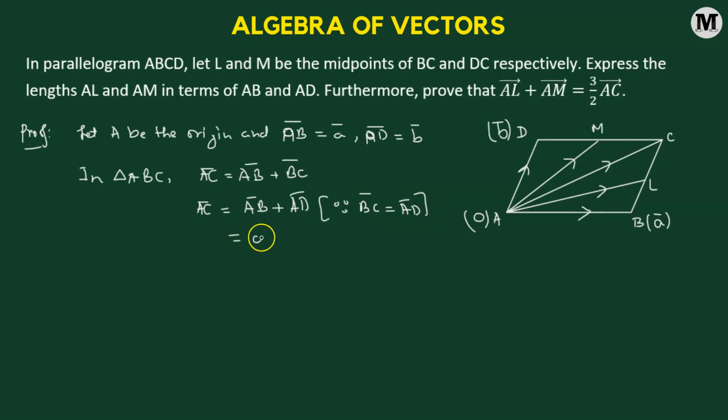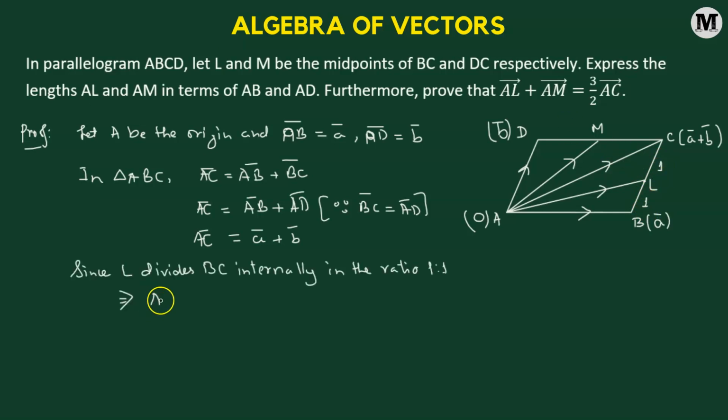Now AB vector is vector a, and AD vector is vector b. So we now have the position vector of point C, that's going to be a vector plus b vector. Fine. Now we come to the point L. L is bisecting BC because it's the midpoint, or in other words, L divides BC in the ratio 1:1 internally.